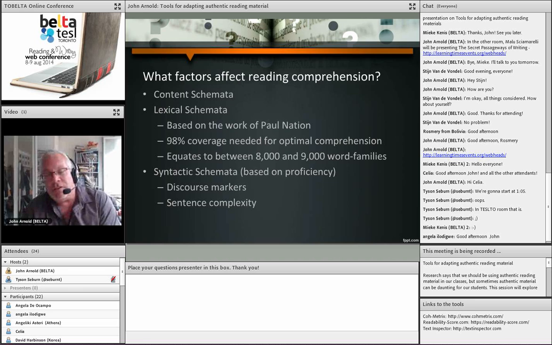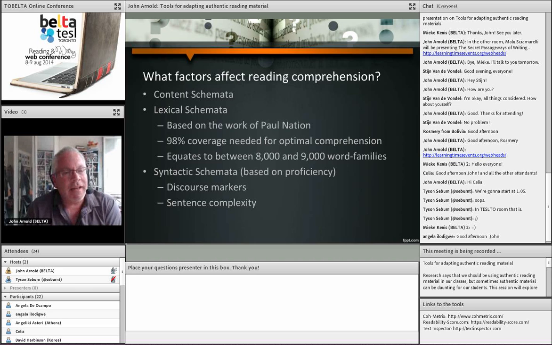So I first took a look at some of the research in terms of what affects reading comprehension. And there's really three main areas. There's a lot of other areas that affect it, but these were the three main areas that I could work with my students. The first being the content schemata. What do the students bring? What is their background knowledge? Sometimes my students thought that their students knew more than they actually do.